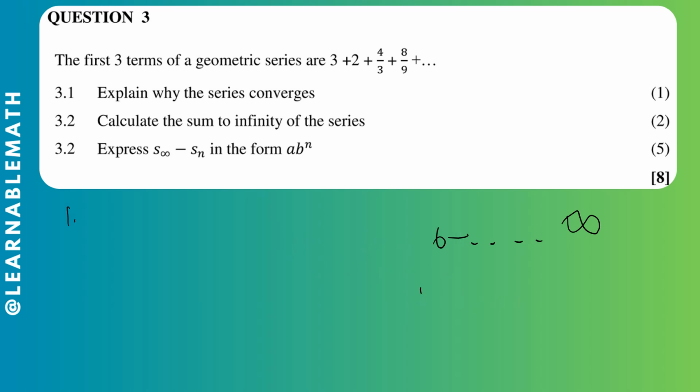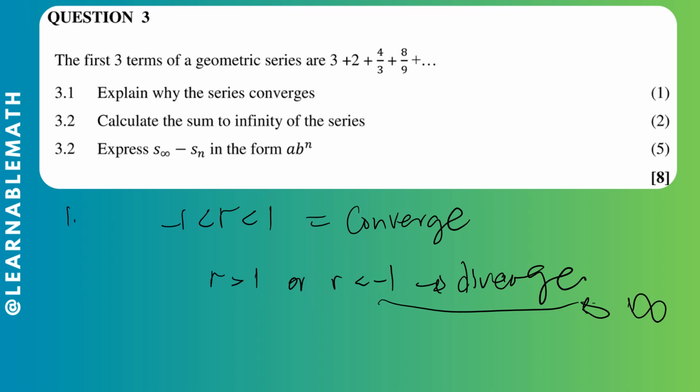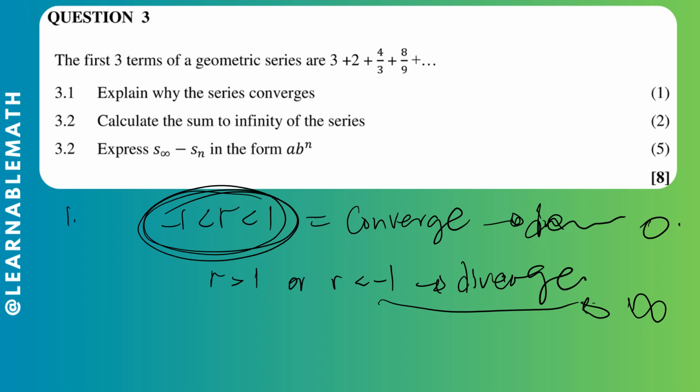Besides this, you can use the value of the common ratio. If your common ratio is between -1 and 1, your series will converge. But if your common ratio is greater than 1 or less than -1, your series will diverge, because when you multiply it to the previous term, it increases towards infinity. When r is between these values, when you multiply it, the terms decrease towards zero. So that's the difference.